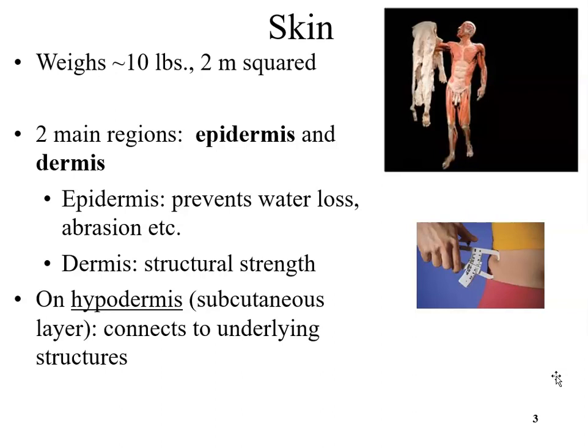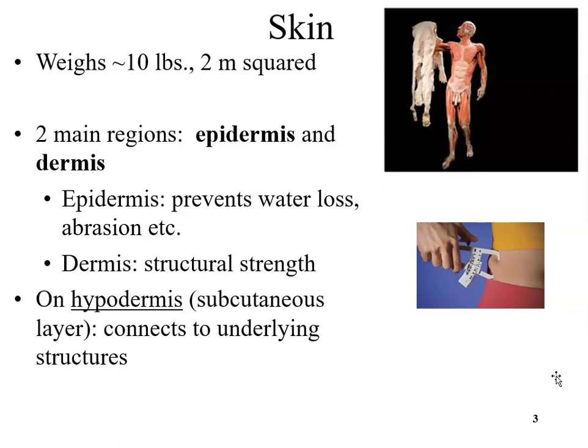The epidermis, made out of epithelial tissue, again, stratified squamous, is going to be a barrier against water loss and also from forming a protective layer against abrasion, microbes, etc. Underneath, the dermis is a structural component, so it gives skin its support and structure.